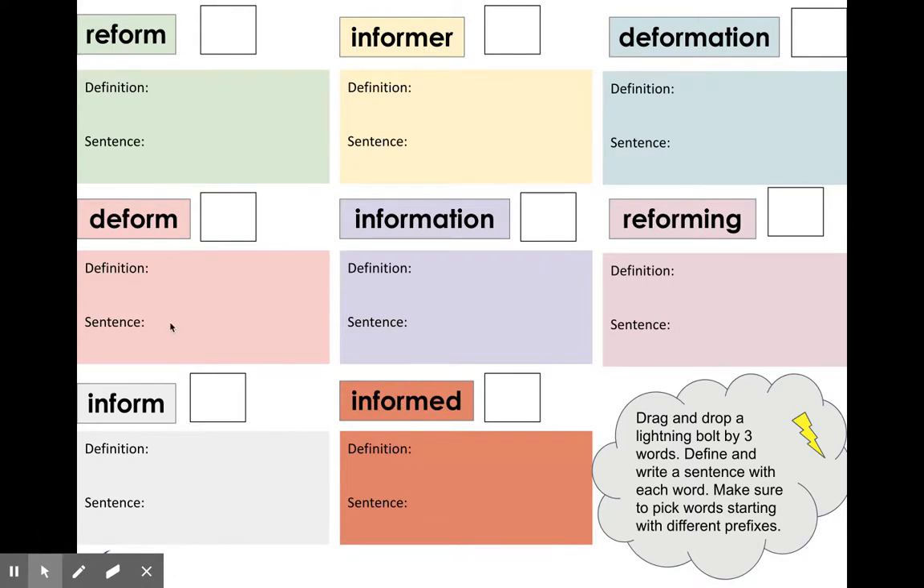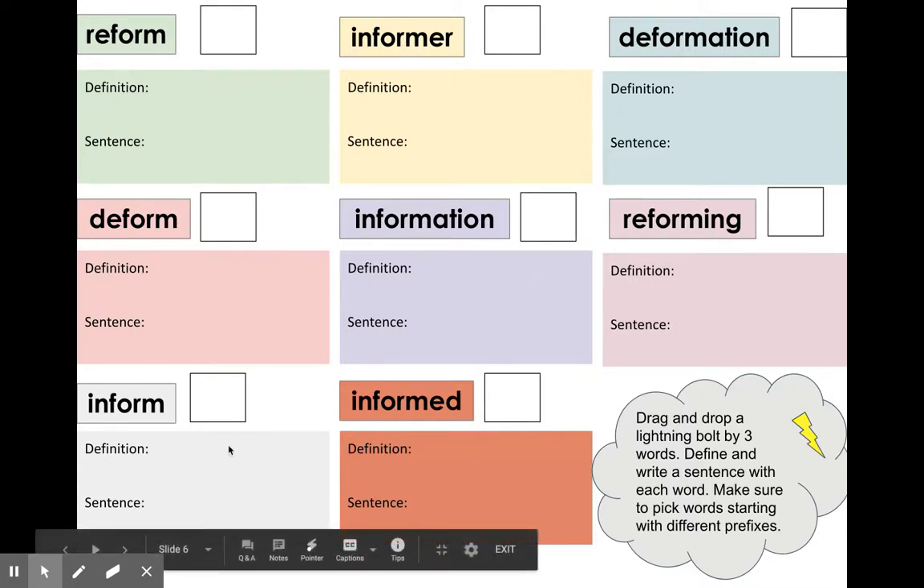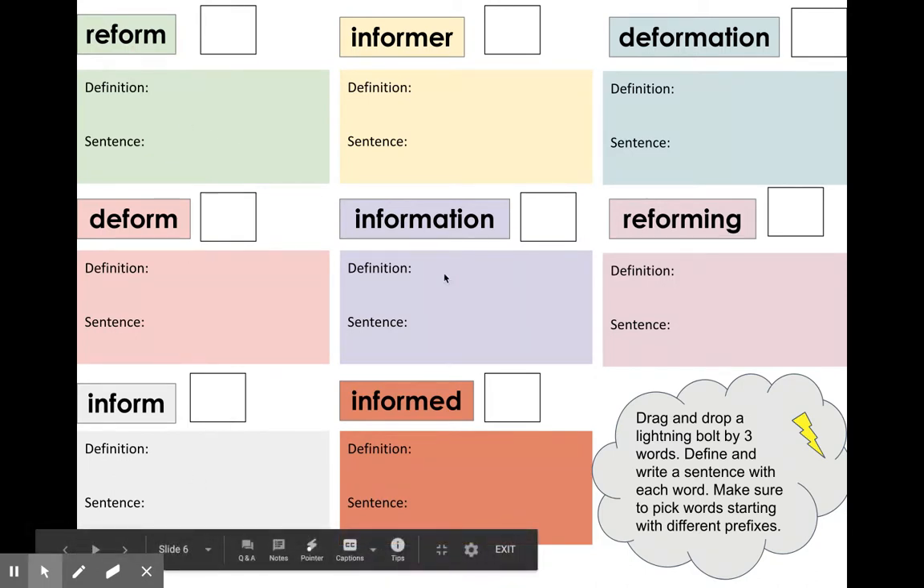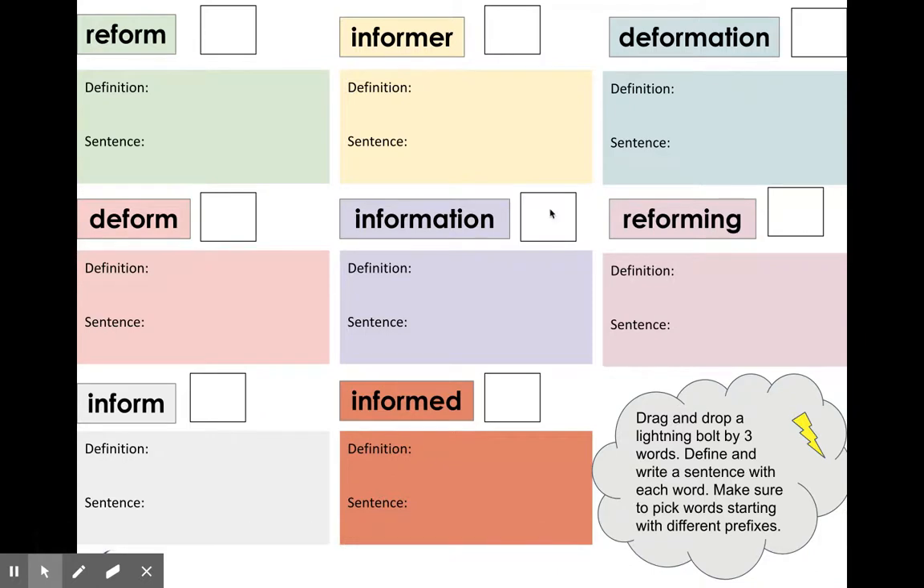Don't do both deformation. Okay? So try and change it up a little bit. Maybe do one from this column, jump over to this column, and then go over to this column. I don't know. But put a lightning bolt in the box next to the one that you're going to do. Come up with a definition based on the previous slides explaining the prefixes and suffixes meanings, and then come up with your definition and a sentence.